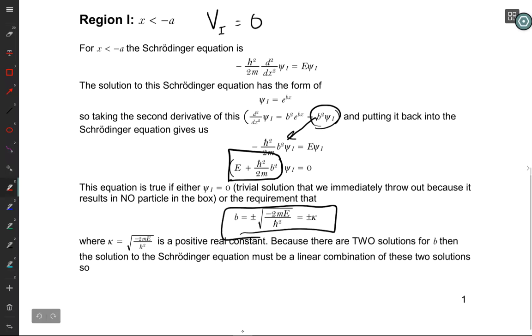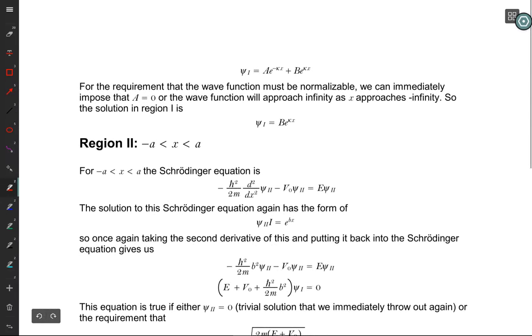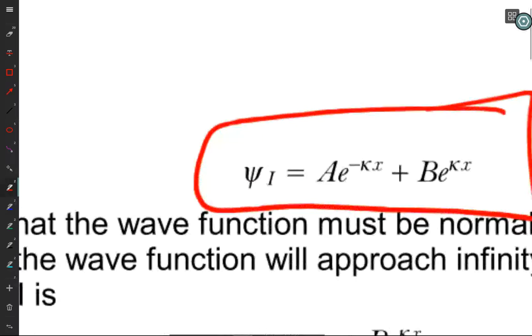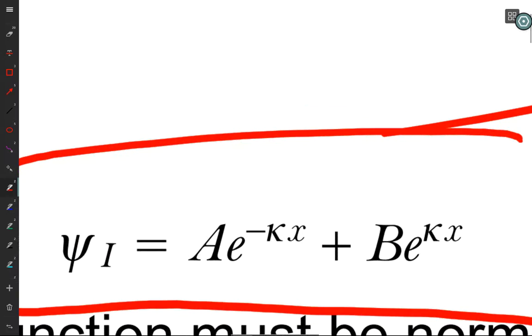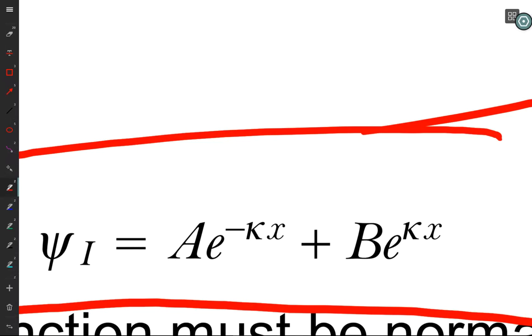And then our solution, we're going to have two solutions, one for the positive kappa, one for the negative kappa. And so in this region, there's our solution for region 1. Now, quickly, get rid of that so you can't see it. Only one of those terms is going to survive. Why will only one survive?